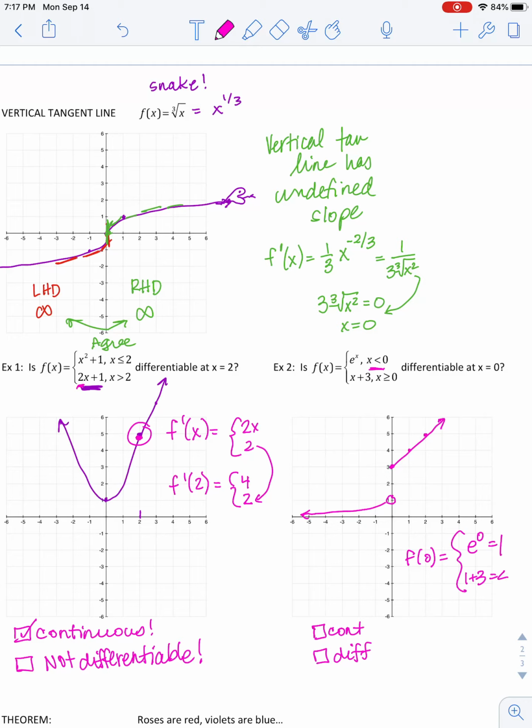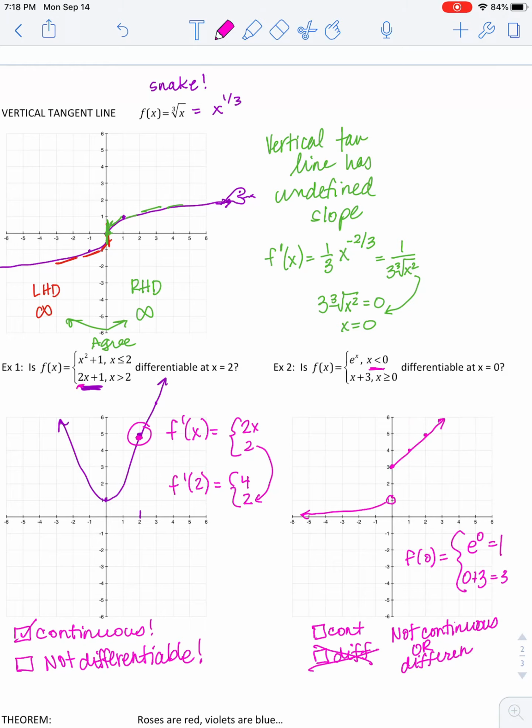0 plus 3 is 3. So this function is not continuous at all. And since it's not continuous, it's definitely not going to be differentiable. So that's enough for you to say not continuous or differentiable.